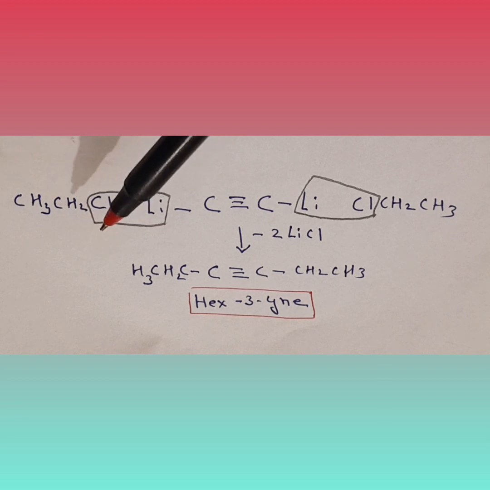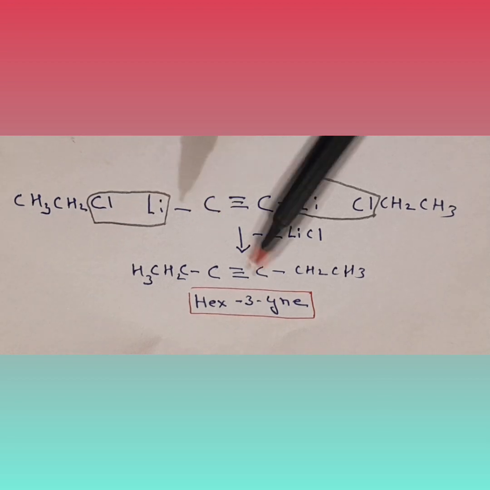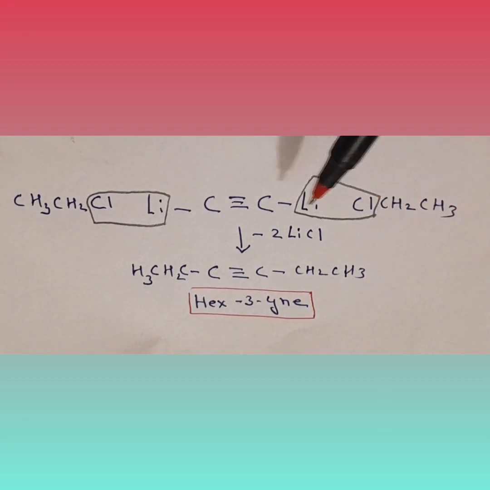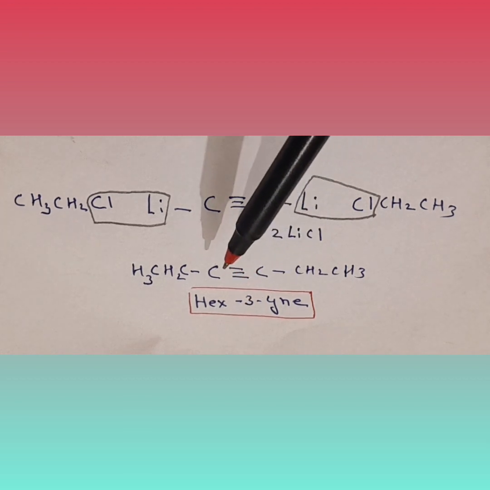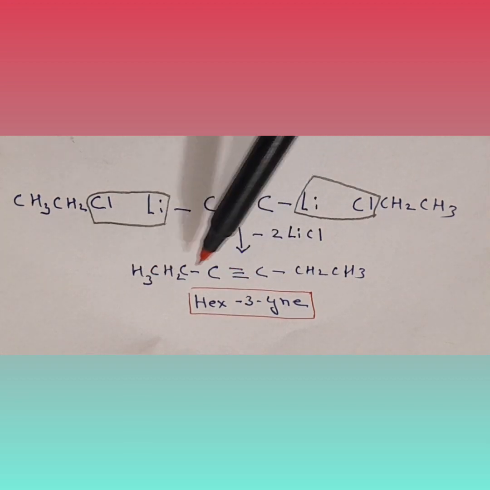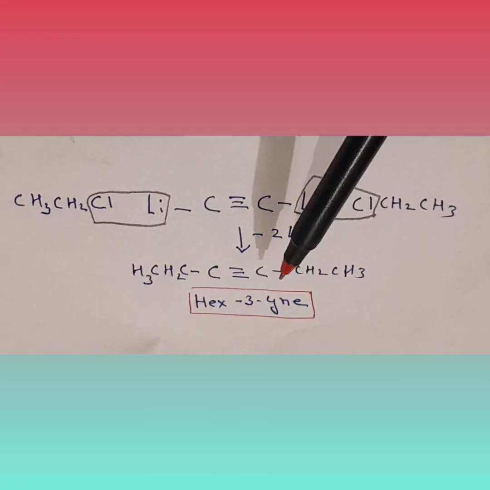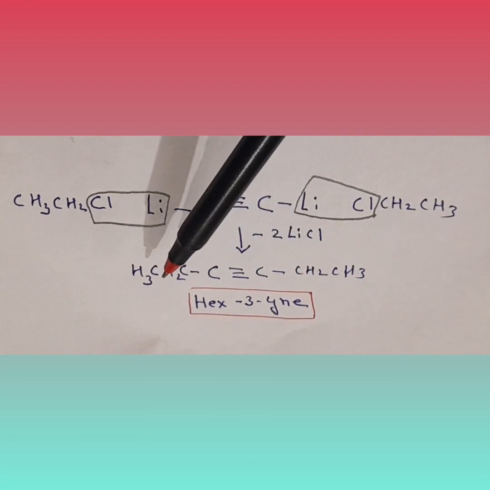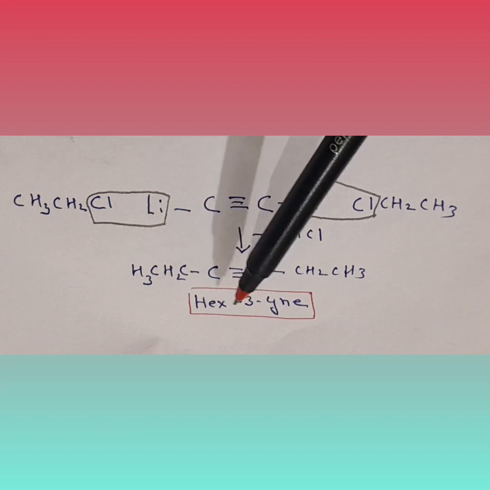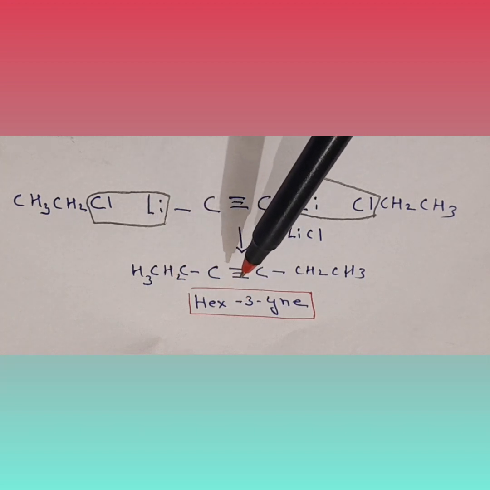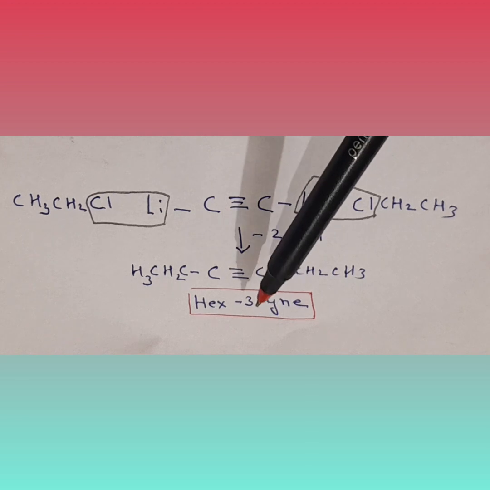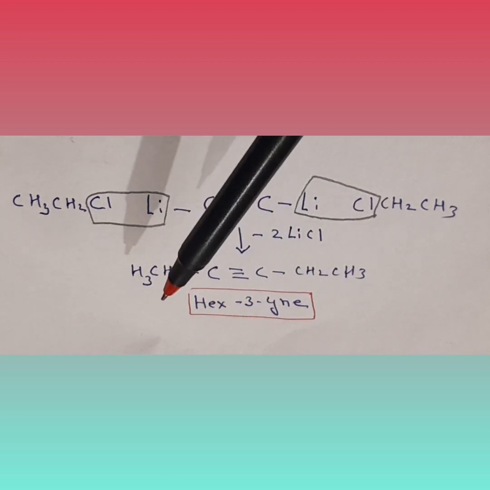This ethyl gets condensed with this carbon. This ethyl gets condensed with this carbon. So what we find is C2H5, C2H5, two ethyl groups attached to two carbons. Now this is a 6 carbon compound, so hex, and in third position we have a triple bond, so it is 3-yne. So the molecule is hex-3-yne.